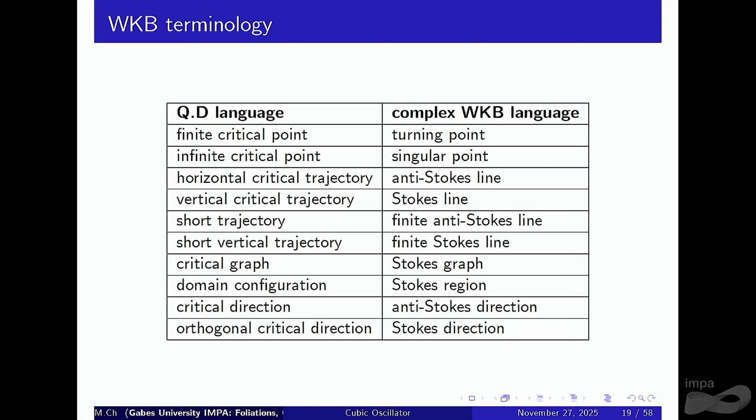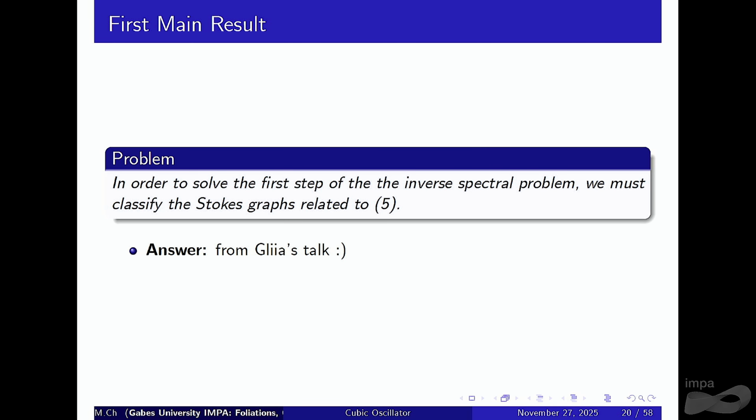We note here that, for example, if our quadratic differential has a simple pole, the simple pole for an ordinary differential equation is like a turning point. So, in order to solve the first step of the inverse spectral problem, we must classify the Stokes graph.